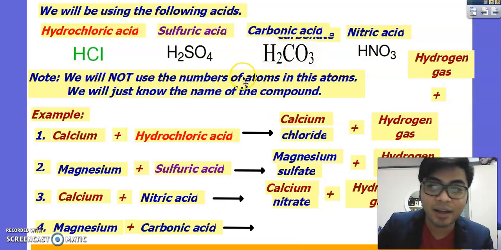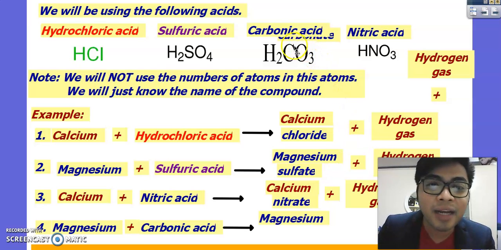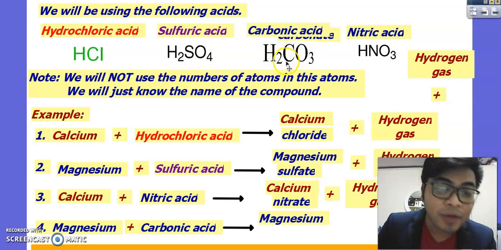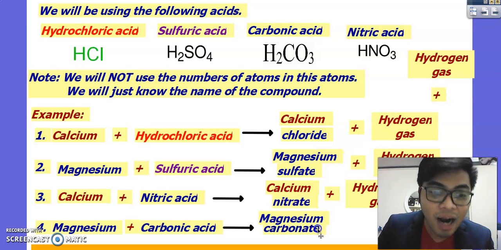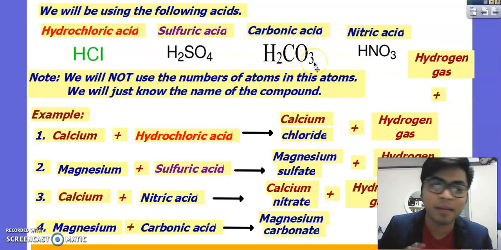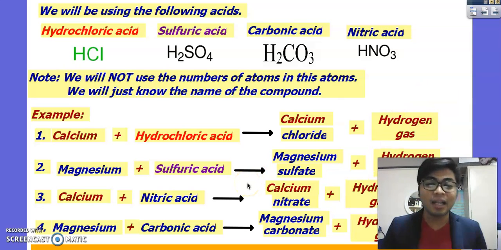Okay, and question number 4. We have the fourth kind of acid here. We have magnesium plus carbonic acid. First, we're going to write the name of the metal, magnesium. Very good. After that, for carbonic acid, we're going to release the hydrogen. What we react with the magnesium is the CO3, which we will attach to the magnesium. So it will become magnesium carbonate. Never mind about the number, we don't need it as of the moment. Plus hydrogen gas.